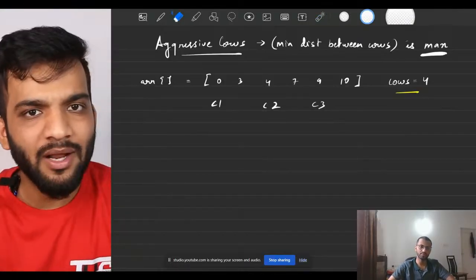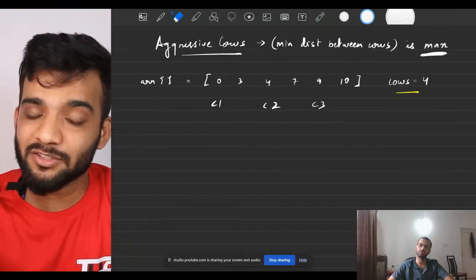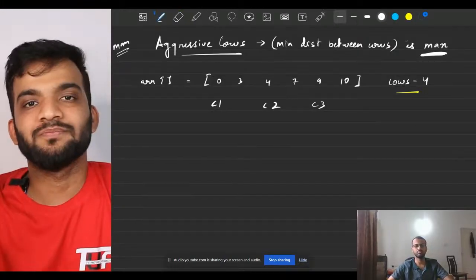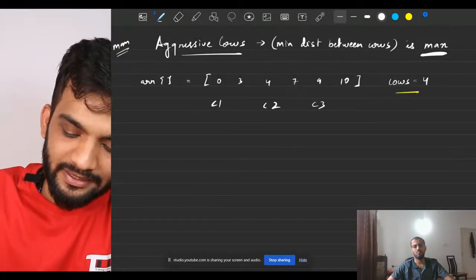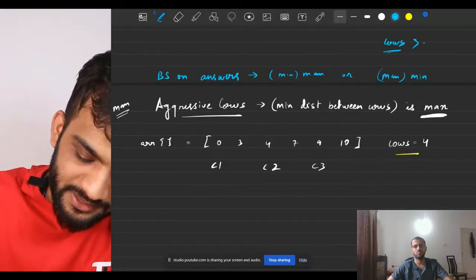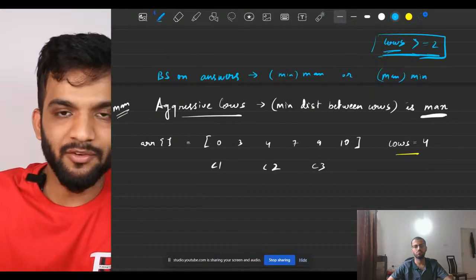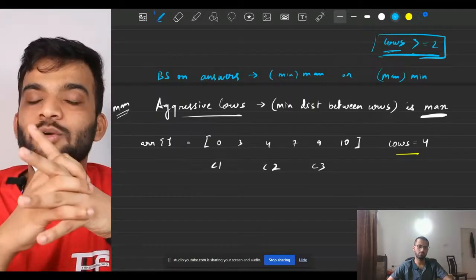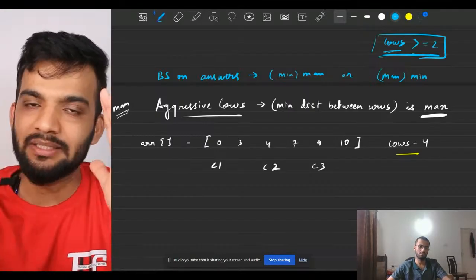That we have to start from 1 and keep on checking till the max value. If I ask you, what is the max possible answer? Now remember one thing, the question clearly states that at minimum there will always be 2 cows. You'll never be given one cow, because if you have one cow, you cannot find a distance between two. That is what the question clearly states.